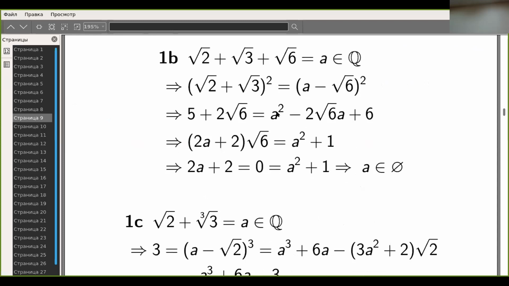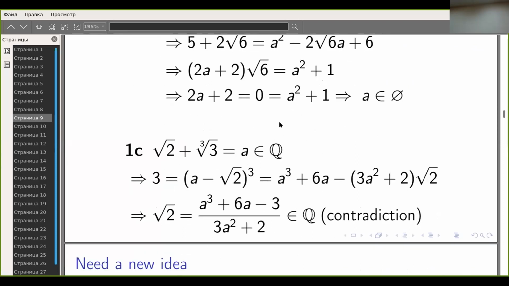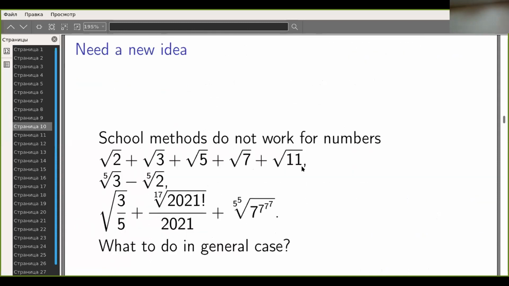For example, we square this sum of three radicals, but we transpose one of the radicals to the other side and square afterwards. Then we separate the square root of six and get a contradiction to the lemma above. And we can get a contradiction for problem 1c in a similar way. We transpose the square root of two to the right side, and then cube both sides. And then we get a contradiction that the square root of two is rational.